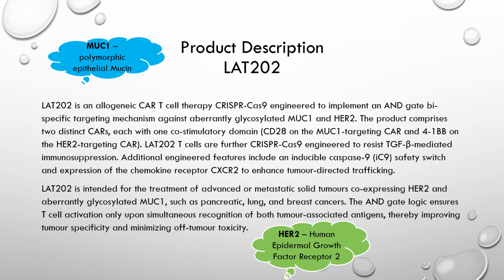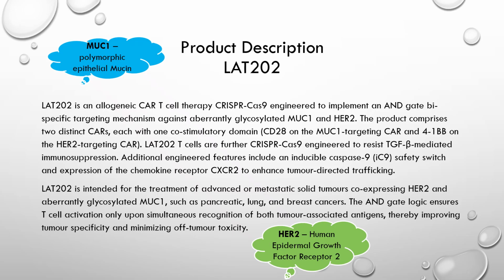So this inducible caspase 9 safety switch has been incorporated, as has the CXCR2 chemokine receptor that enhances tumor-directed trafficking, so that the T cells can find and are directed by the gradient, the CXCR, or the CXC, I can't remember what it is, the gradient towards the tumor, so that they are attracted to, if you like, and directed to, and find and locate the tumor.